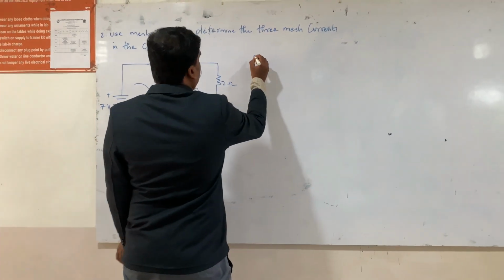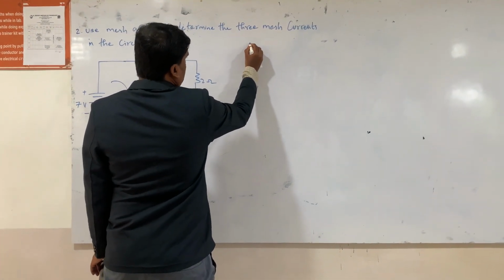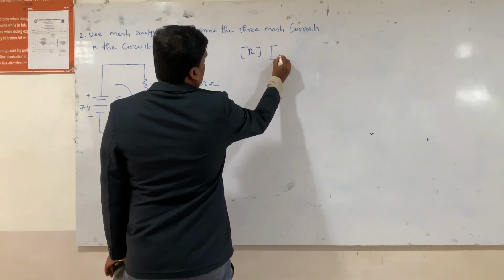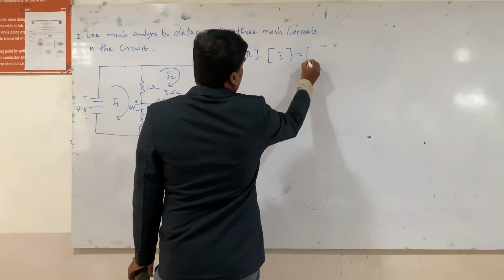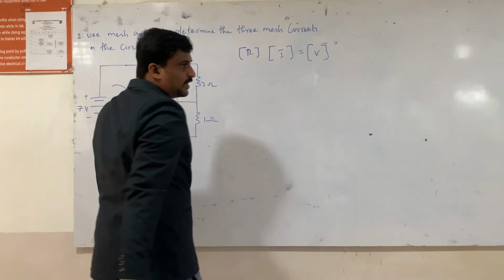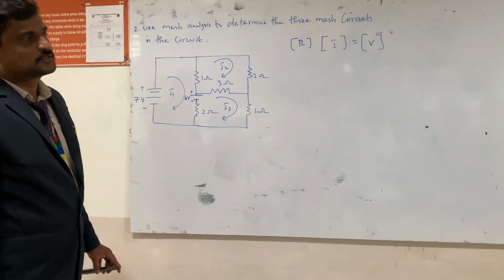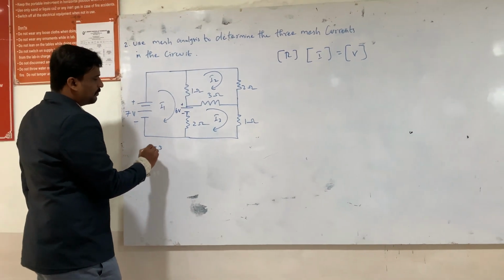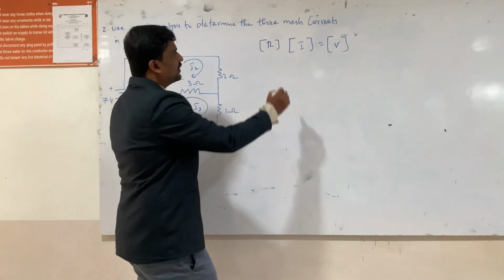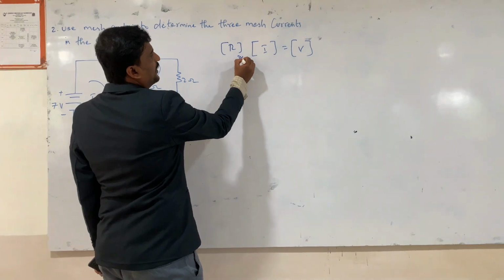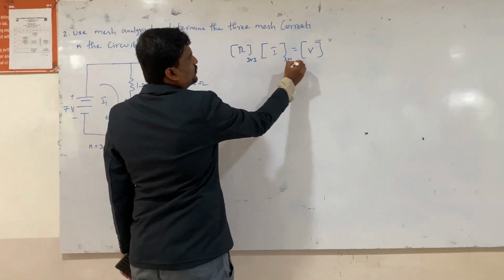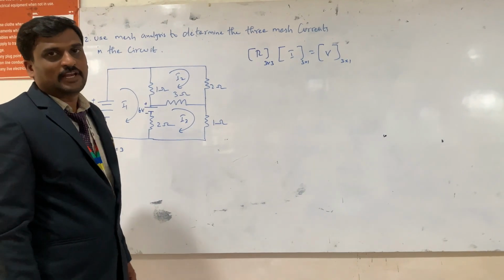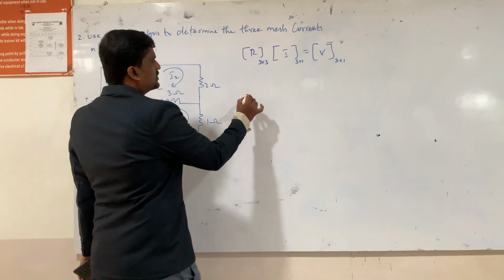The matrix equation here is R into I is equal to V. Here we have three loops, so the value of n, the number of loops, is 3. So the size of the first matrix R is 3 cross 3, I is 3 cross 1, and V is 3 cross 1. First we will determine the value for the first matrix. This is R.